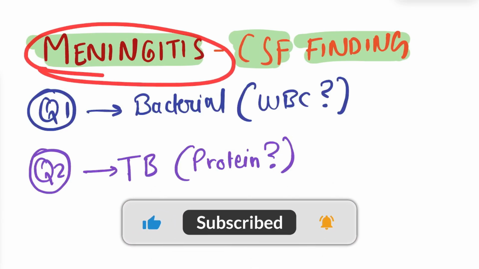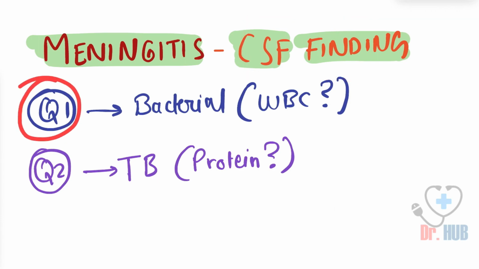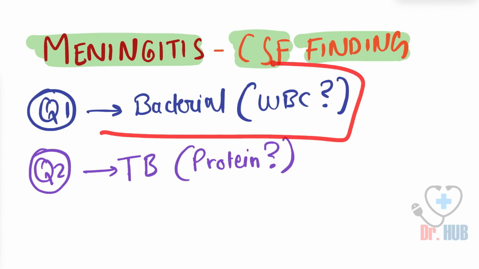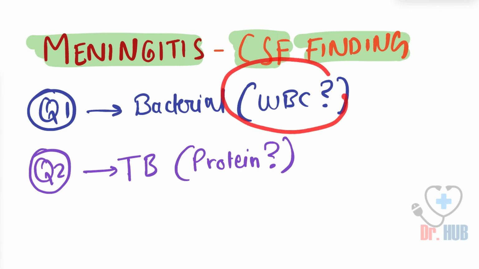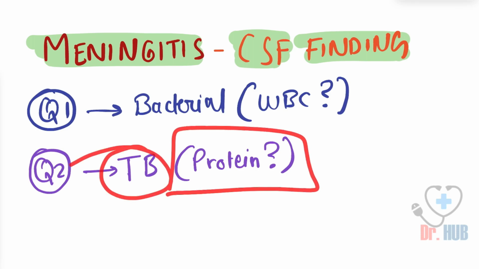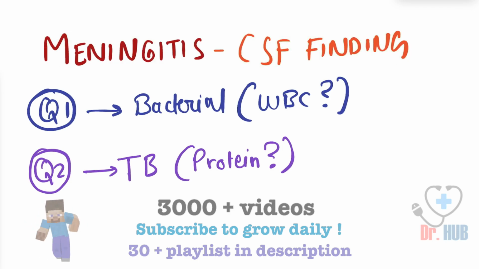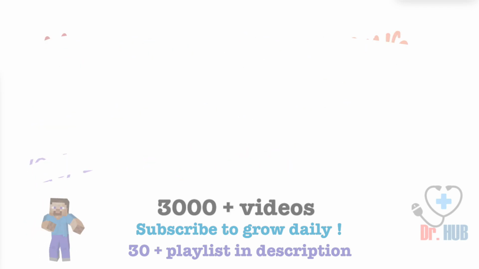At the meningitis and the CSF findings. Before we start, we'll ask some questions. The first question is, in terms of the bacterial, what is the level of WBC? The second question we want to ask is, in terms of the TB, what is the protein content in the CSF? In this video, you'll find the answers to these questions and learn in detail about this topic.